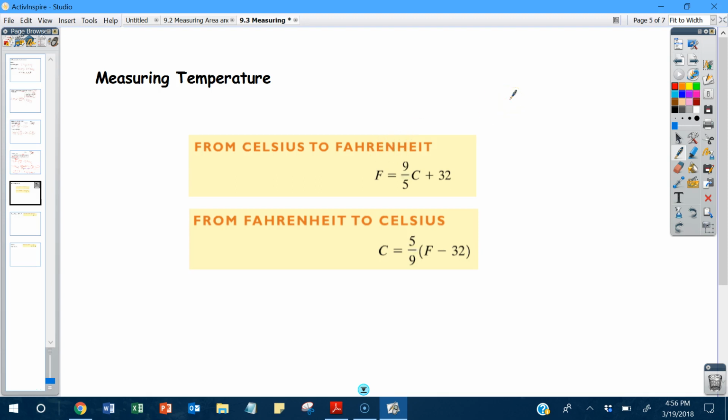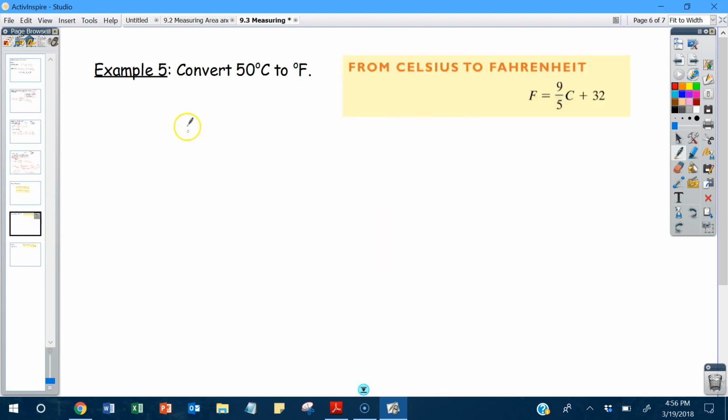Okay, the second part of this section is not too terrible because we're going to be converting for the 2 main units of temperature. And there's these 2 formulas that basically go from one to the other. So what we're going to do is we're just going to do one example with each of these formulas. And to be honest, all these problems pretty much work their way out the same way. You're either using this one or using that one. So let's convert 50 degrees Celsius to Fahrenheit.